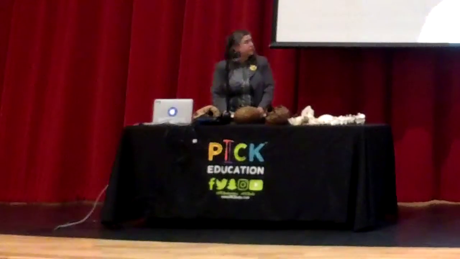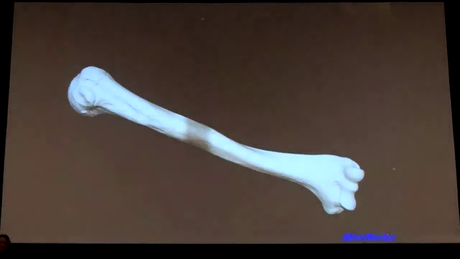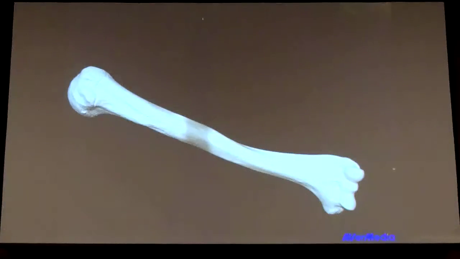You put this over here, preventing the movement of this bone any further. So it's very interesting how it limits the movement. And the reason it limits the movement is to try and give some stability to the shoulder joint.